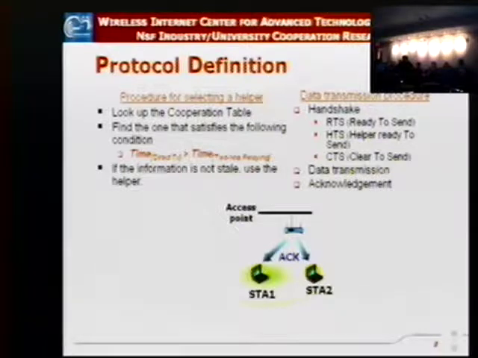Again, it has to go through two hops. I mean, the retransmission also should go through two hops now. Yes, but not necessarily the same hop. It depends. It depends on your CoopMAC table.